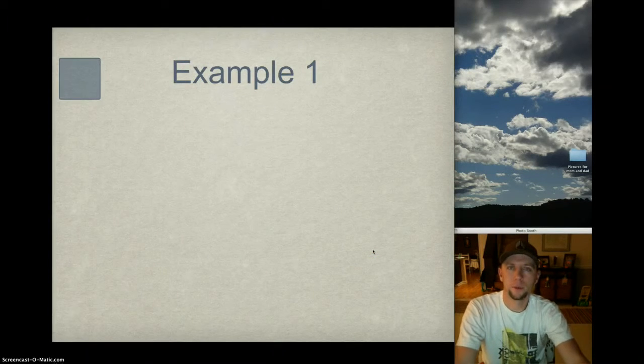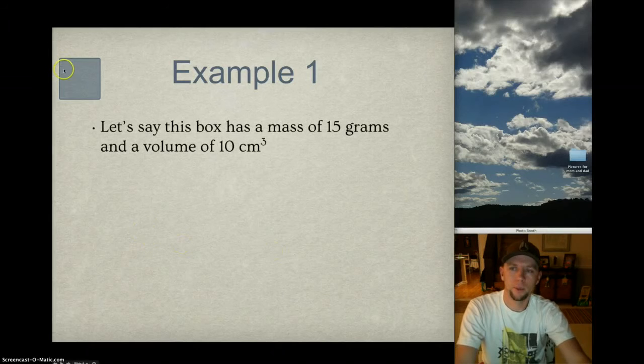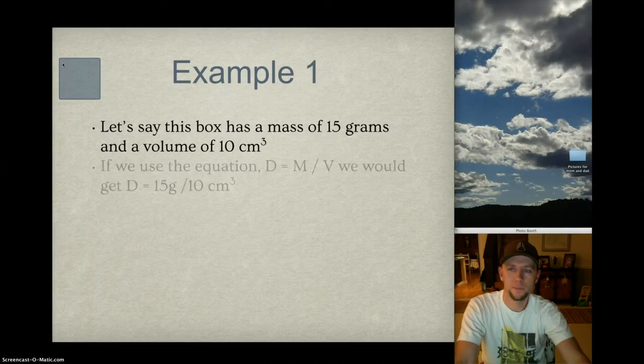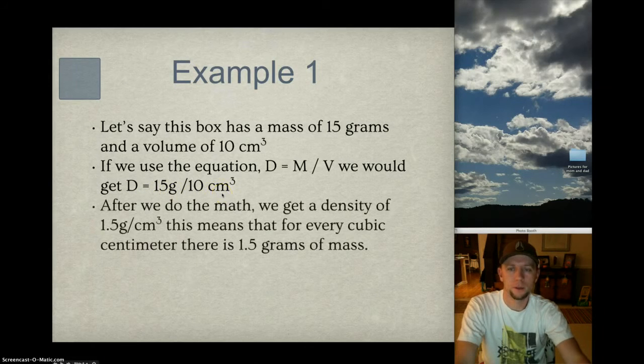So let's try a sample problem. Let's say this box has a mass of 15 grams and a volume of 10 cubic centimeters. If we use our equation, density equals mass divided by volume, we would get D equals 15 grams divided by 10 cubic centimeters. And then after we do the math, we get a density of 1.5 grams per cubic centimeter. And this means that for every cubic centimeter, there is 1.5 grams of mass.